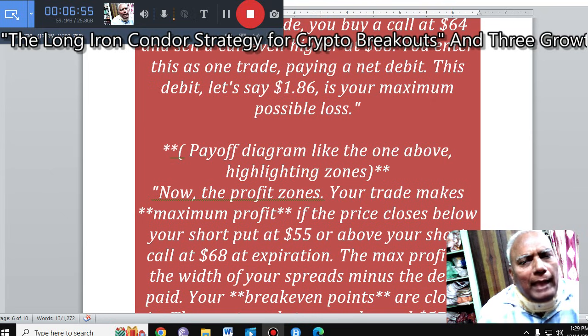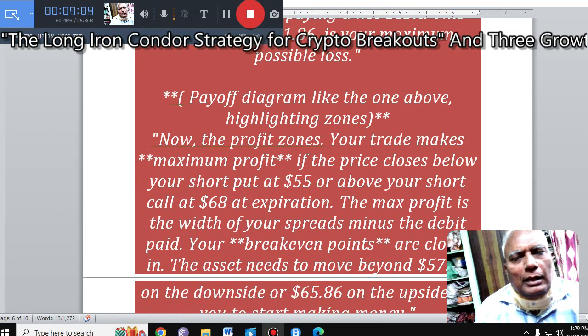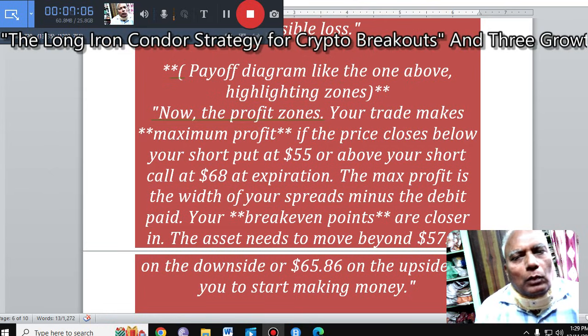Payoff diagram like the one above, highlighting zones. Now the profit zones: your trade makes maximum profit if the price closes below your short put at $55 or above your short call at $68 at expiration.